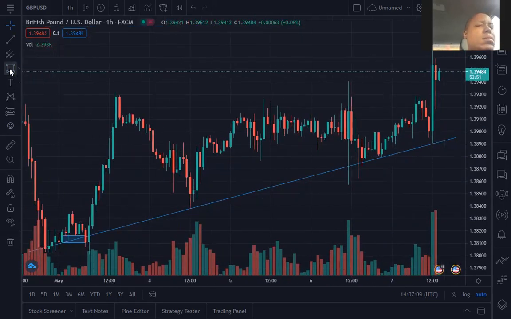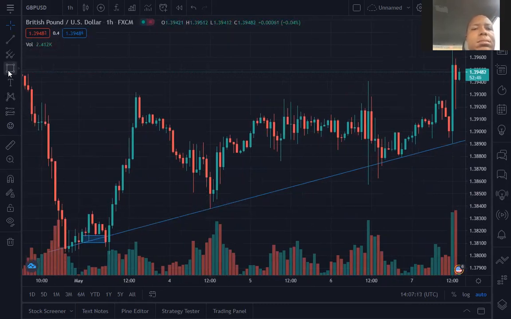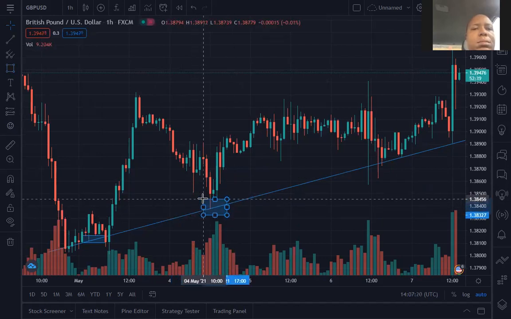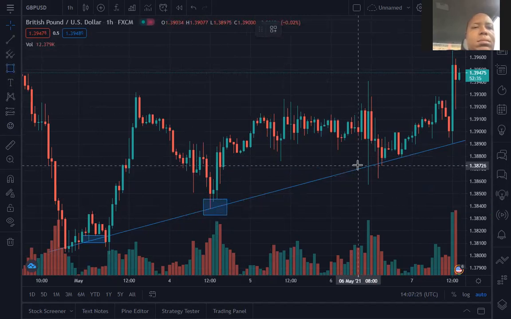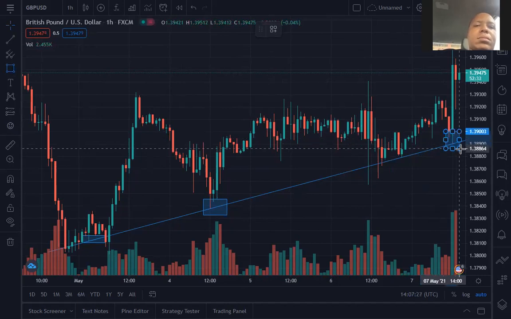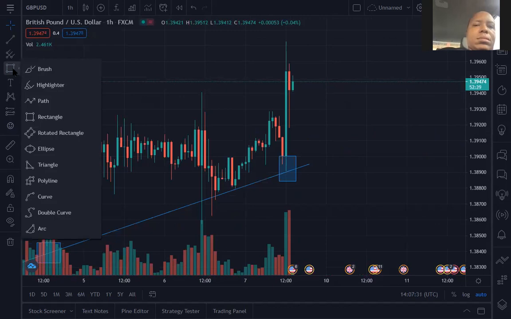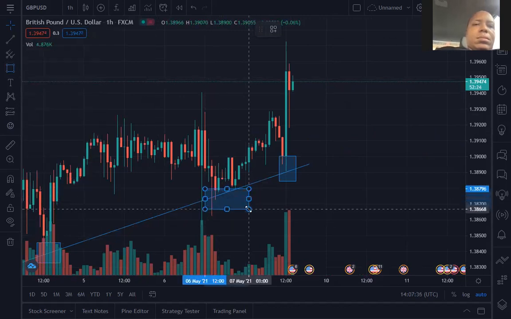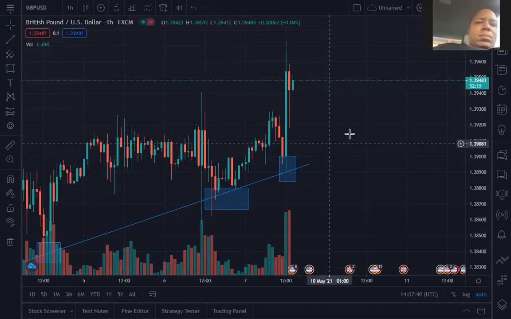The next one, we have the second candle touching here. We have another candle here touching the trend line, and we also have some candles touching the trend line.